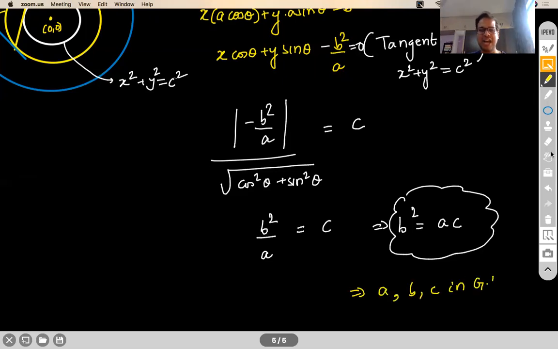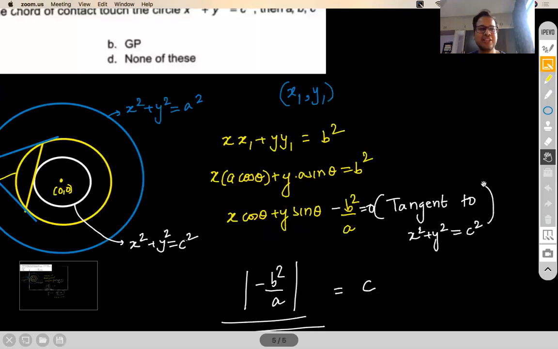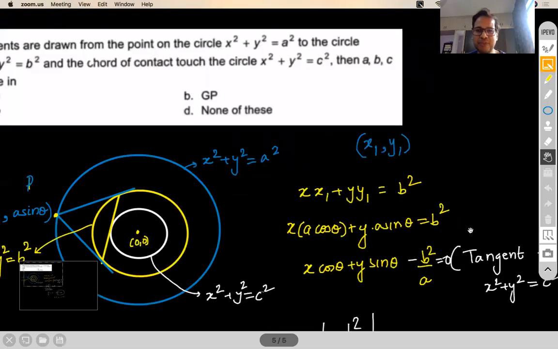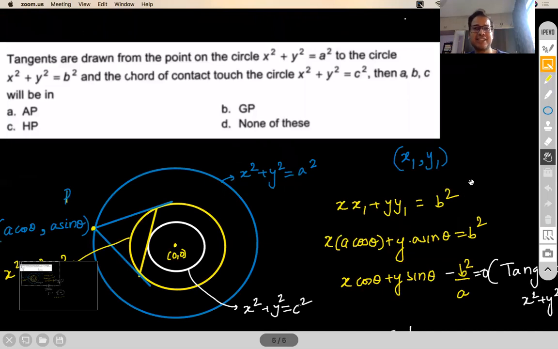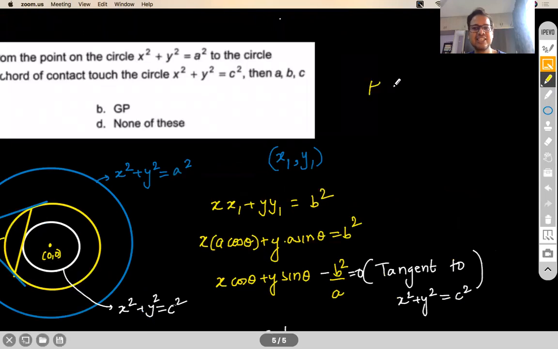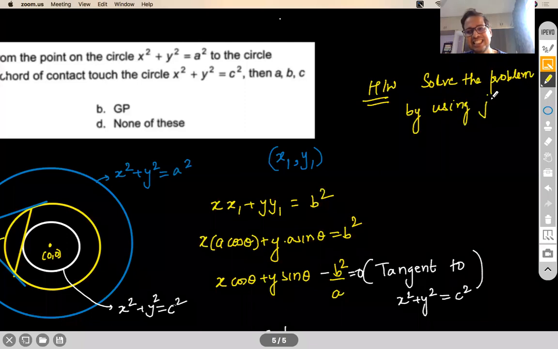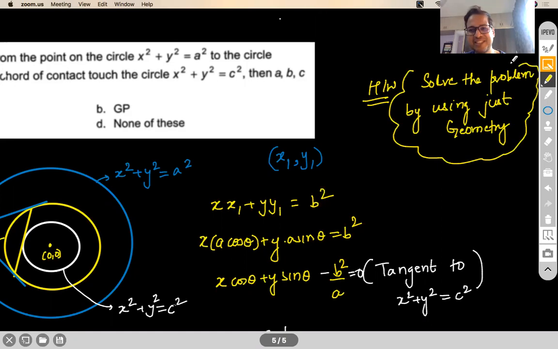Okay, now I have a question for all of you. Do the same problem by using just geometry. No coordinate geometry. So try it out as a homework. Solve the problem by using just geometry. No coordinate geometry, no equations and all, just distances and all, geometry. Okay, and do send it to me personally. This is for your homework.